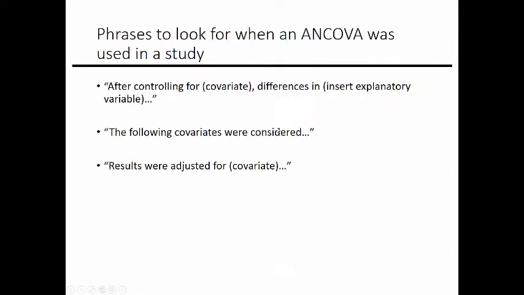Okay, so phrases to look for if an ANCOVA may have been used: after controlling for, insert the covariate name, differences in, insert your explanatory variable, and then they continue on with their sentence. Or the following covariates were considered, or results were adjusted for, that type of thing. Those are phrases you can look for as you're reading journal articles to see, did they really adjust, or what were they doing.